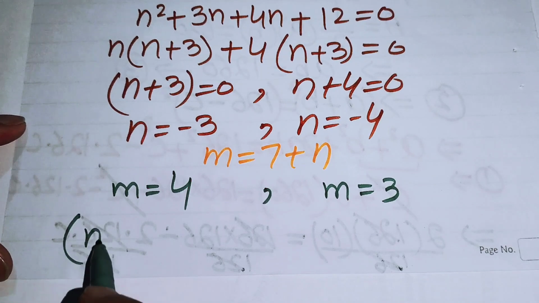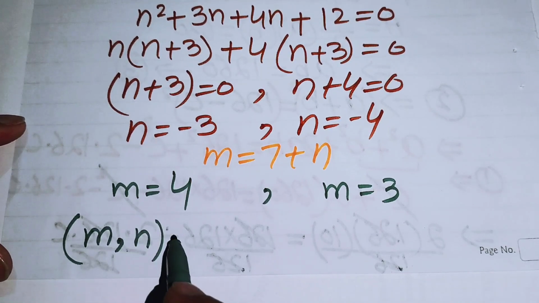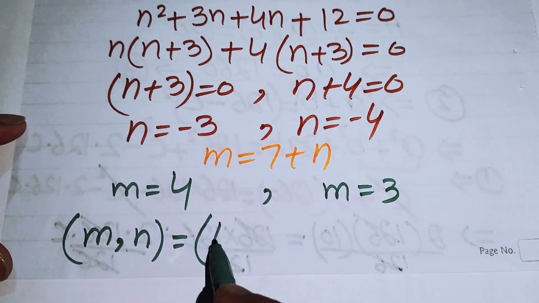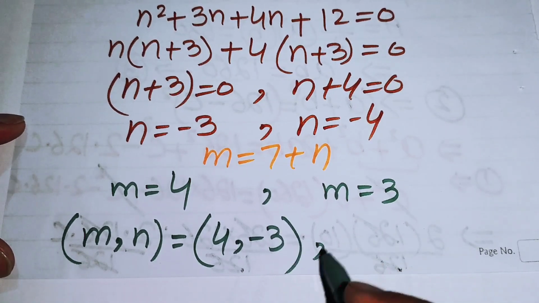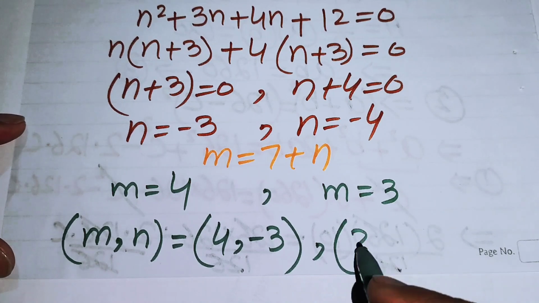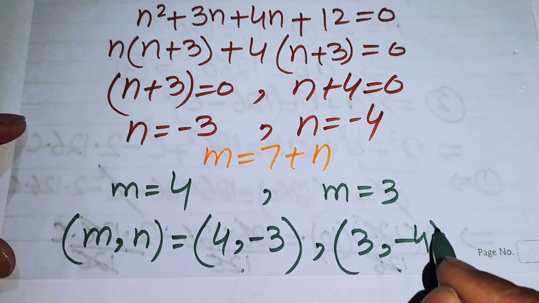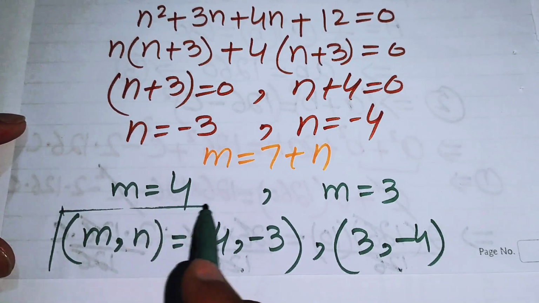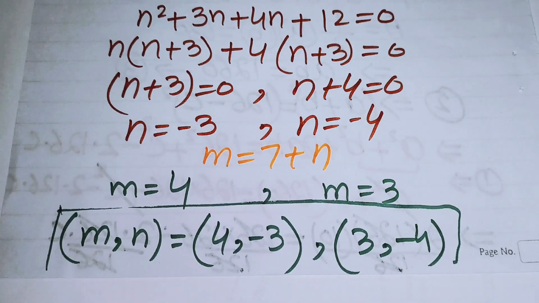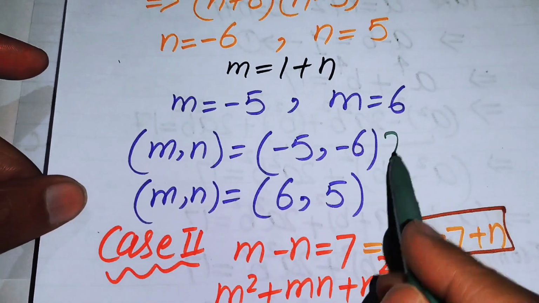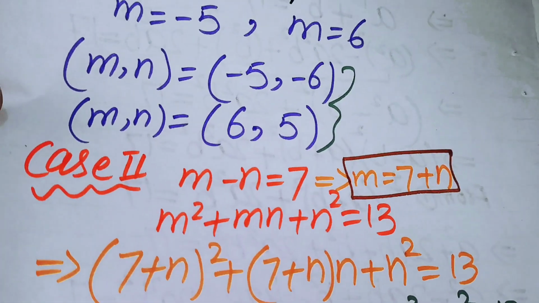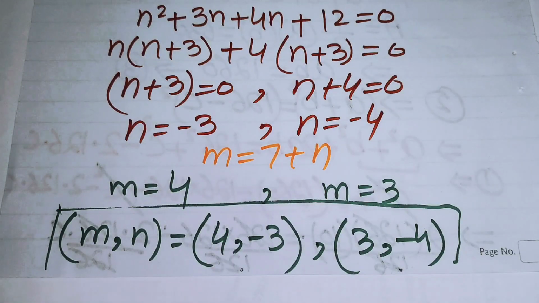So here we have two values of m and n: the value of m is 4 and n is minus 3, and in the other case you will get the values of m and n are 3 and minus 4. So these are the other two values of m and n. So we have a total of 4 values of m and n, and this is our final answer of this problem.